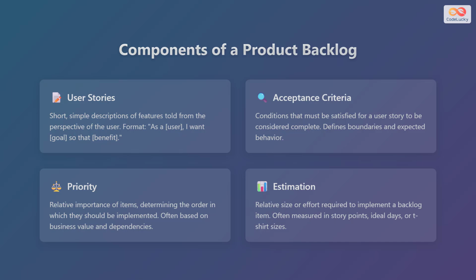A product backlog typically consists of several key components. These include user stories, which are short descriptions of features from the user's perspective, usually following the format: "As a user, I want this so that I can achieve that." Acceptance criteria define the conditions that must be met for a user story to be considered complete, setting boundaries and expected behavior. Priority indicates the relative importance of items, determining the order of implementation based on business value and dependencies. Estimation involves assessing the relative size or effort required to implement a backlog item, often measured in story points, ideal days, or t-shirt sizes.